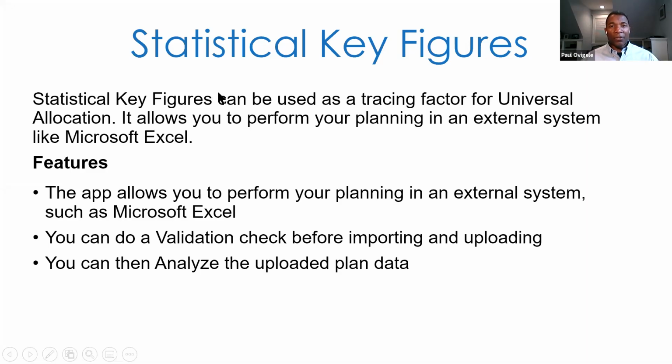Now, statistical key figures, I mentioned that this is separate from Universal Allocation. It's a separate app, but it is part of the Universal Allocation if you're using statistical key figures as a tracing factor, right? So it allows you to perform planning in an external system. So you can plan in Excel, you can plan your statistical key figures. So what does that mean? If your statistical key figure is number of employees in a department, or if it's square footage or whatever, you can enter that in a plan in Microsoft Excel, easily upload it into this statistical key figure app, do a validation check before you do the upload, and then upload and analyze the data.